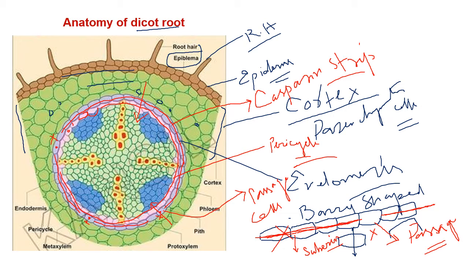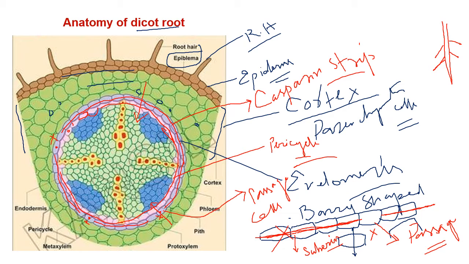First, it plays an important role in the development of the lateral roots. So we have a main root, and then we have lateral roots. The lateral roots are formed by the activity of this pericycle. This is the main function of the pericycle.